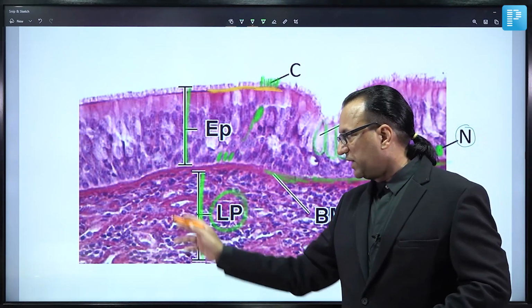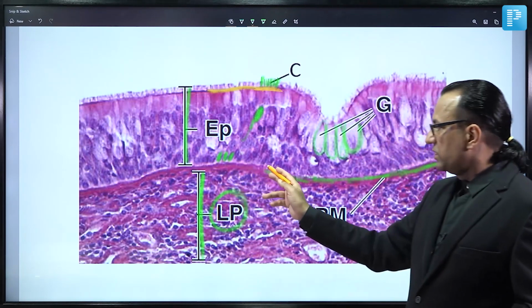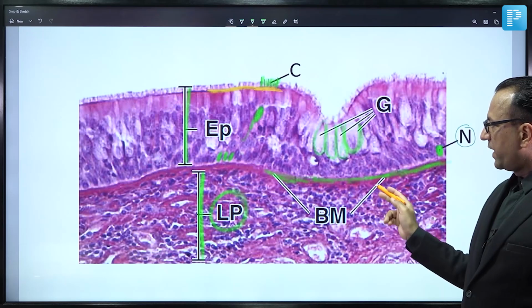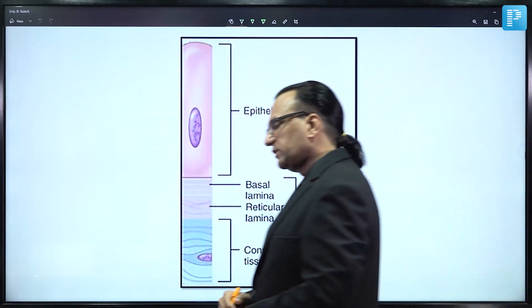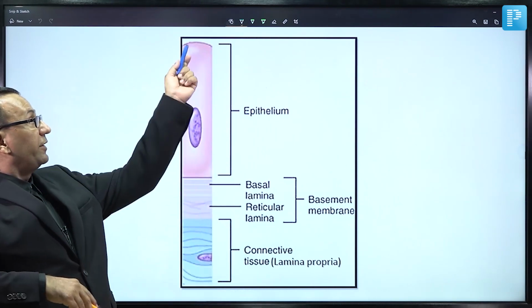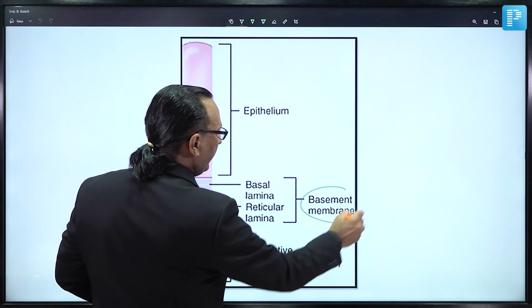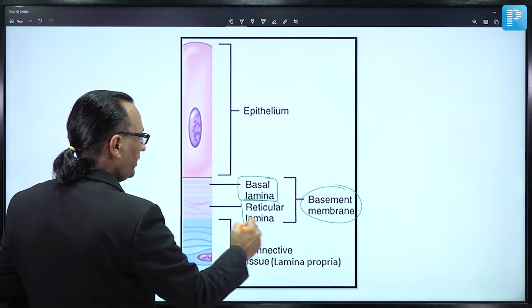There are cells seen here in the lamina propria, which is not evident in the basement membrane. Now let us magnify the region of basement membrane to show its two components. As is evident, we already mentioned, the epithelium is sitting on the basement membrane, and this basement membrane has two components, the basal lamina and reticular lamina.